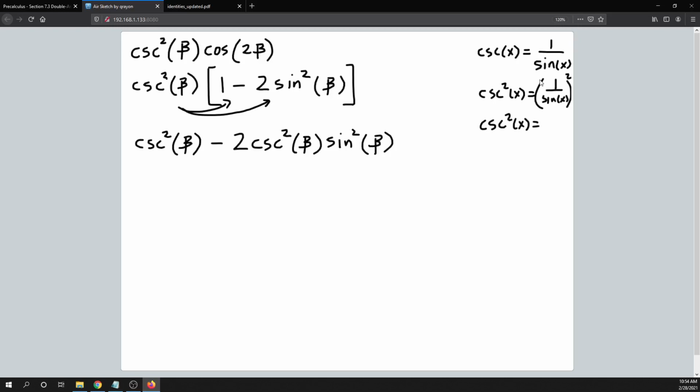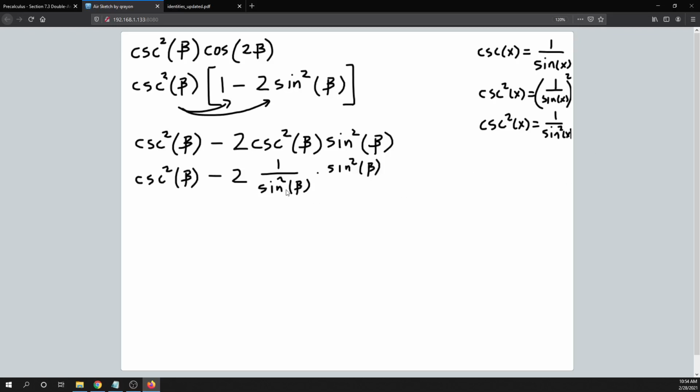And when I square this fraction, I square the top, which is 1, and put it over the square of the bottom. So this is also an identity, and I can use this identity over here to simplify this expression. And so when I do that, cosecant squared beta minus 2 cosecant squared beta would be the same as 1 over sine squared beta, and that's times sine squared beta.